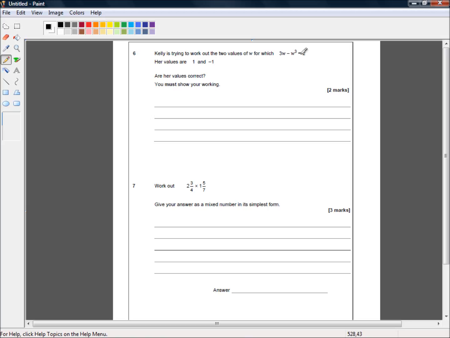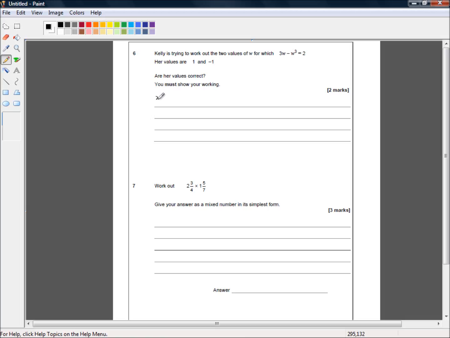So all we want to know is, if w is 1, will that whole thing give us 2 as the answer? And if w is negative 1, will that whole thing give us 2 as the answer? So let's plug in the numbers. Let's plug in w equals 1.